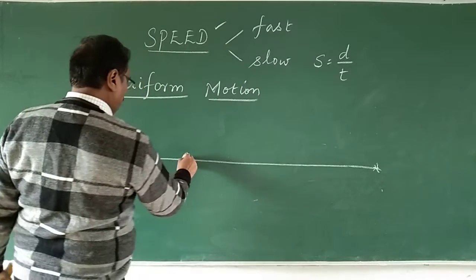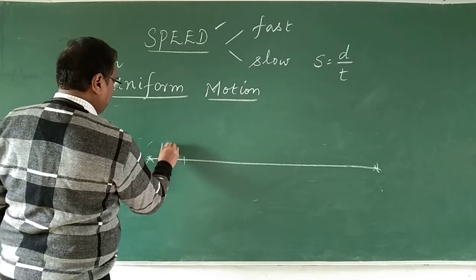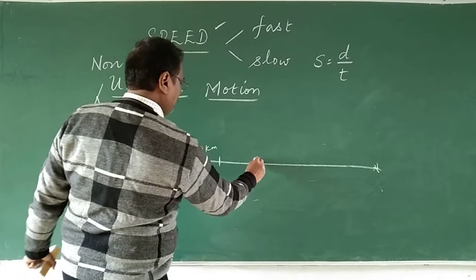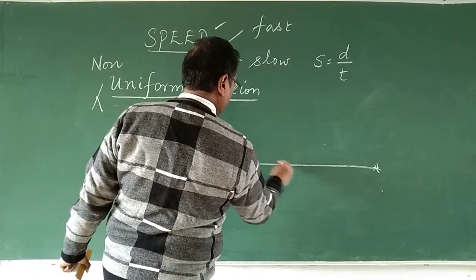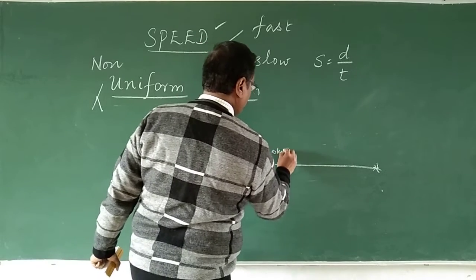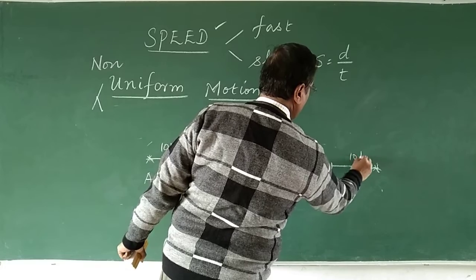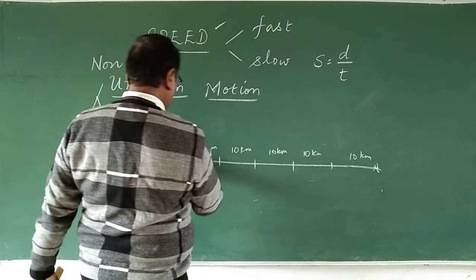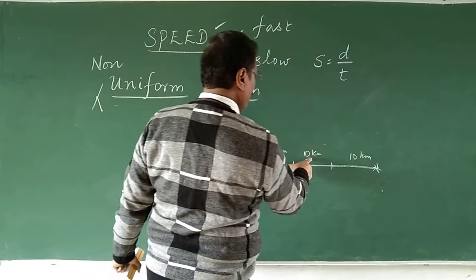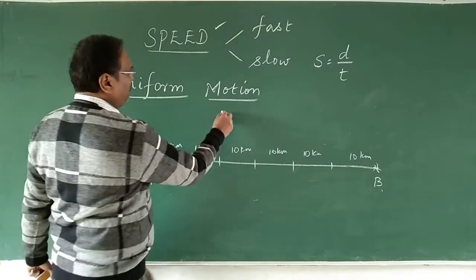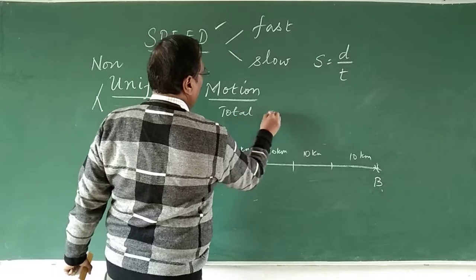Fine, equal distances. Let us make it 10 kilometer, 10 kilometer, 10 kilometer, 10 kilometer, 10 kilometer and 10 kilometer. 1, 2, 3, 4, 5, 6 equal parts. I have made it 6 equal parts. So what is the total distance traveled?